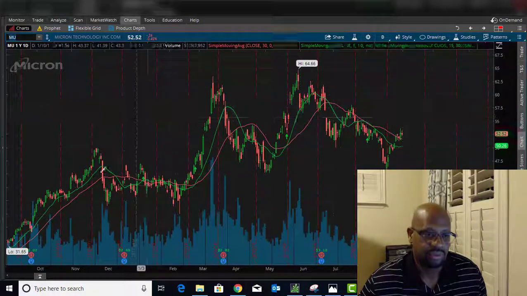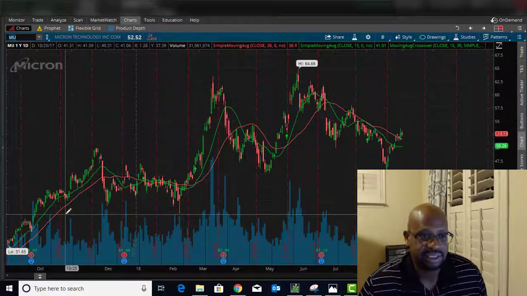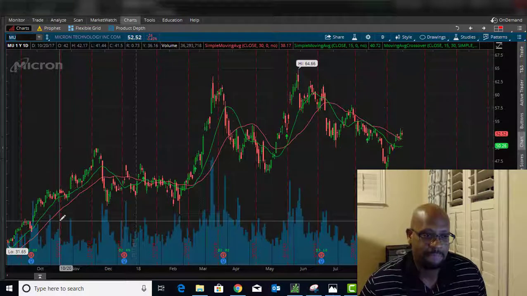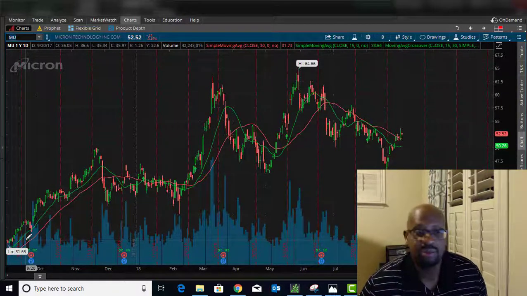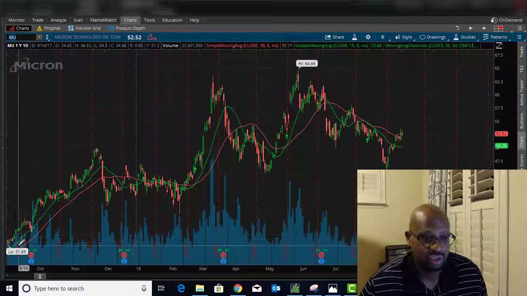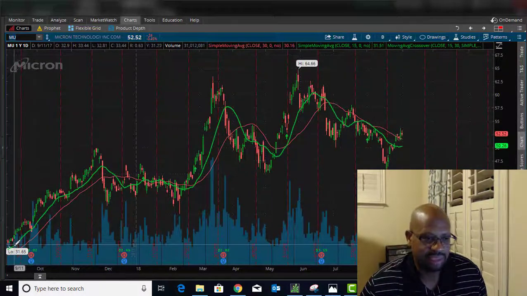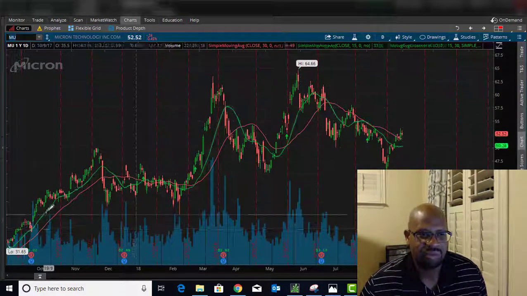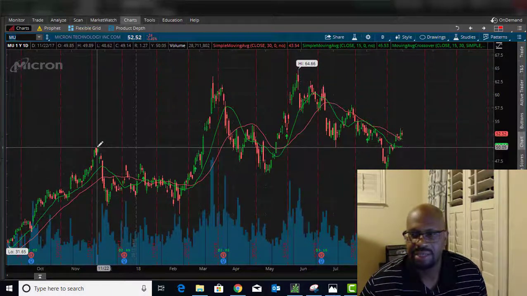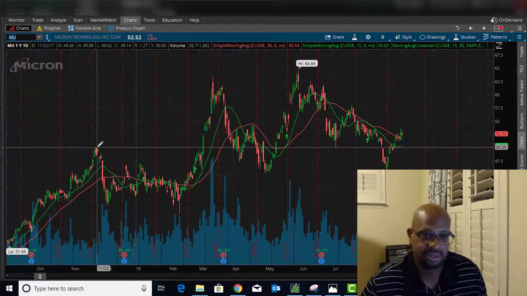Okay, so let's take a look at Micron here. The ticker is MU, and I noticed here when it runs up dramatically. So back here in September, it was at a low of $31.65, and then it ran all the way up to a high of about $50. Almost a $20 move. Awesome.